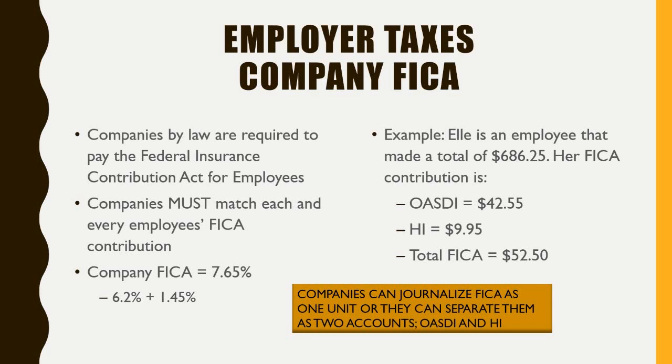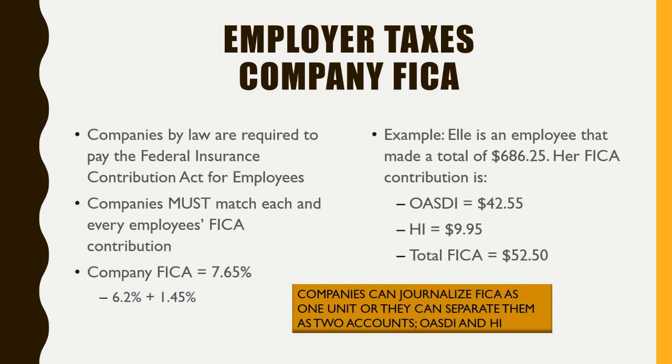Company FICA, again, is going to be us matching 100% of what the employee contributes, right? If the employee contributes 6.2%, you have to match them 100%, okay? So with that, we also have to deal with company FICA. Again, we're going to continue using that same exact example. We're going to calculate L's taxes, or our taxes for having L as an employee.